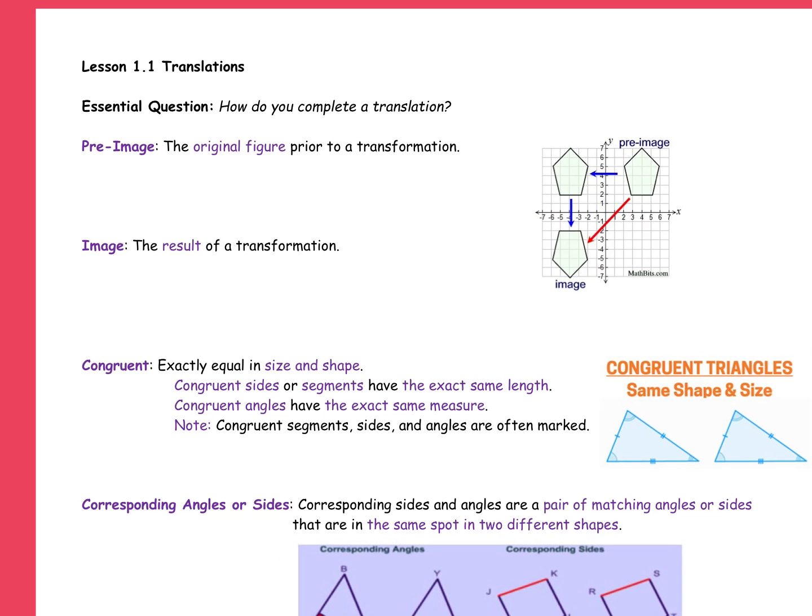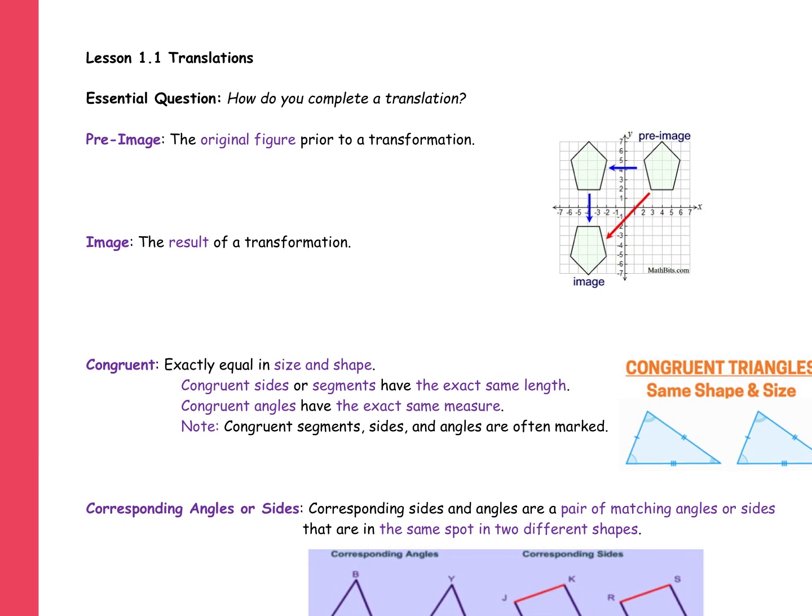The first word is pre-image, and it's the original figure prior to the transformation. So in my picture over here, here's the picture that we started with. This is my pre-image right here, right? So this is what they started with. And then they did something to it, right? They slid it, they flipped it, they turned it, they did something. So my pre-image is the original image, okay? And then the image is the result of the transformation. So they did something to here. Here's my new image. That's what I'm looking at.